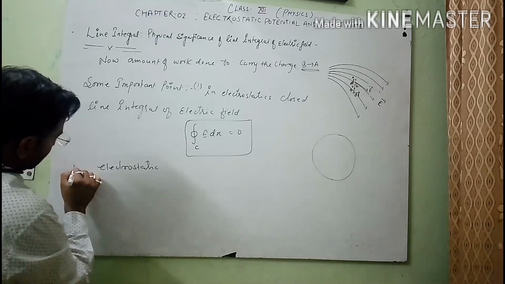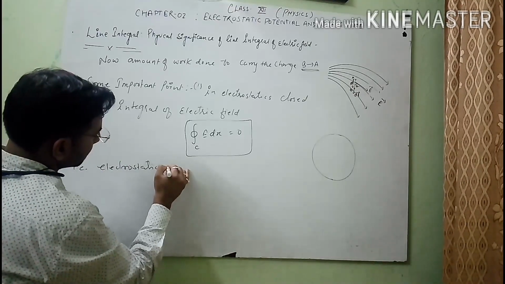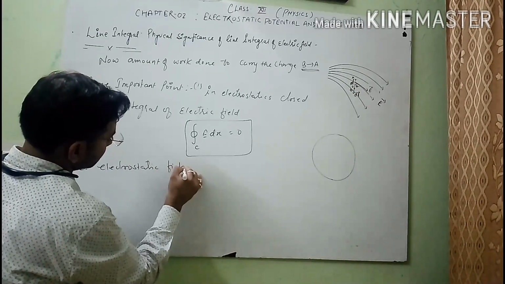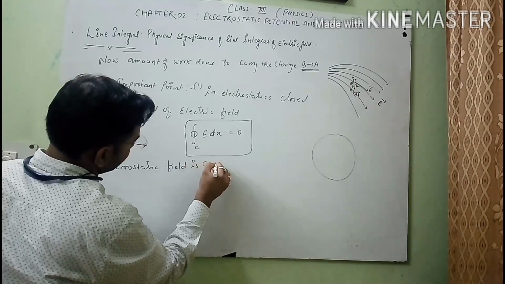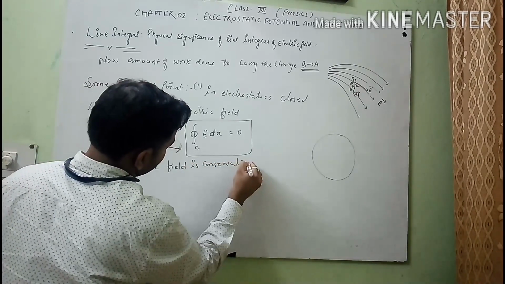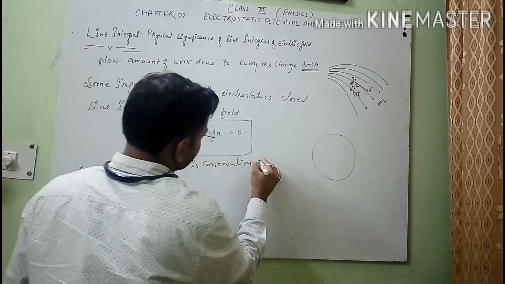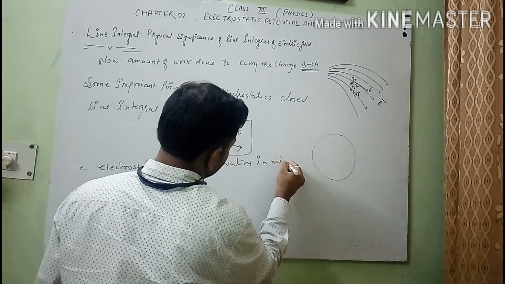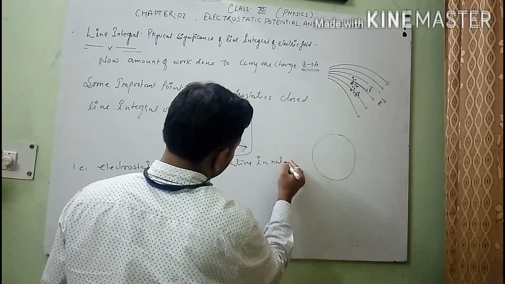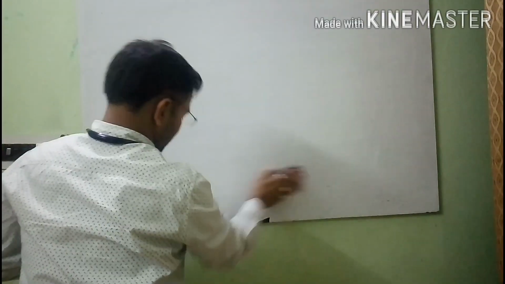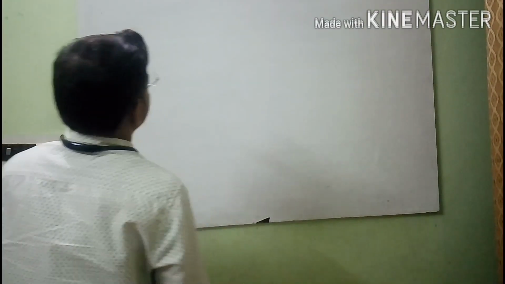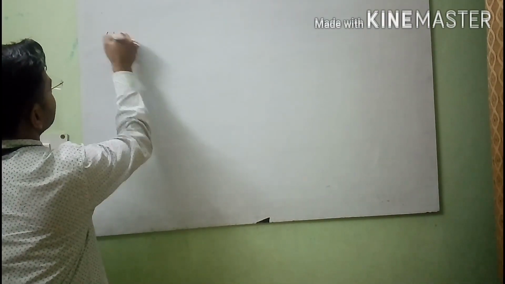So you can say that the electrostatic field is conservative in nature. Clear?